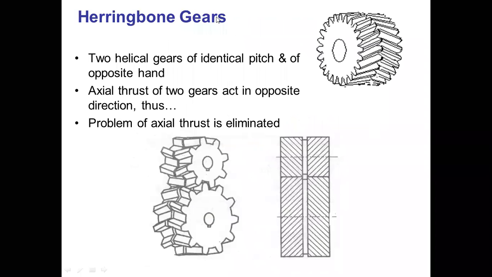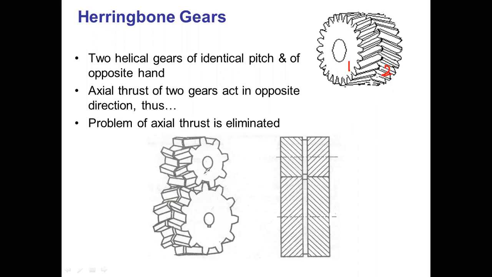Next is the herringbone gear. If we connect two helical gears of different hand, this is gear 1 and this is gear 2, and we connect them side by side, but the orientation of gear 1 is right-handed and the orientation of gear 2 is left-handed, and we connect these together, then it is called a herringbone gear. This combination together is called one gear.